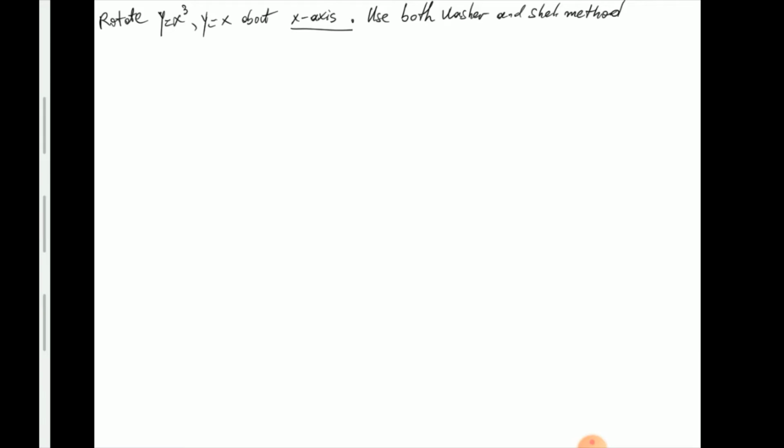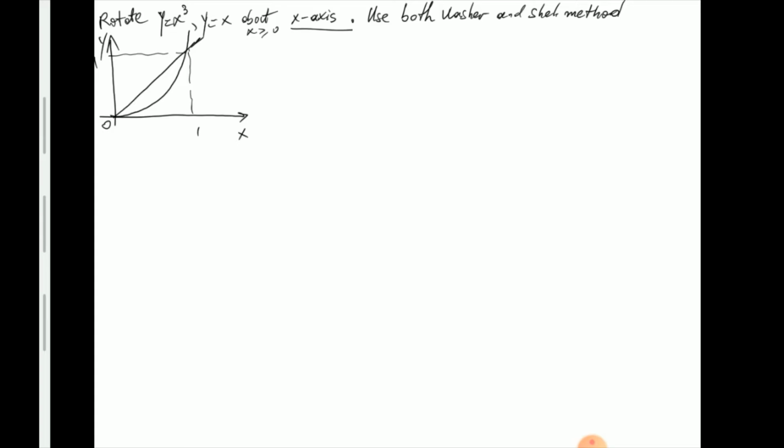So we're going to do two pictures here, one for the washer method. Well, let's start with the shell method actually, and then we'll get back to the washer method. So the graph of y equals x looks like this, and y equals x cubed like that. And again, let's say we're looking for x positive, so that we're looking just at the positive region. The intersection is between 0 and 1. It's at (0, 0) and (1, 1).